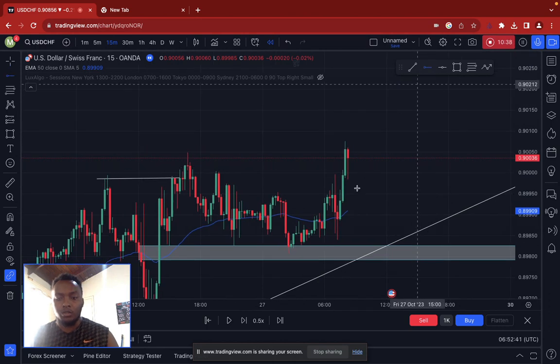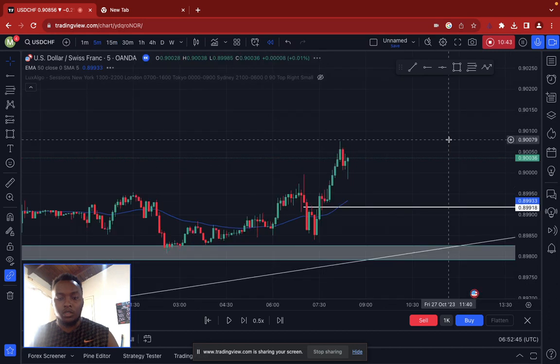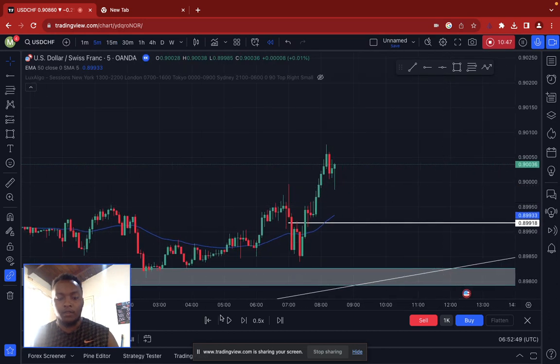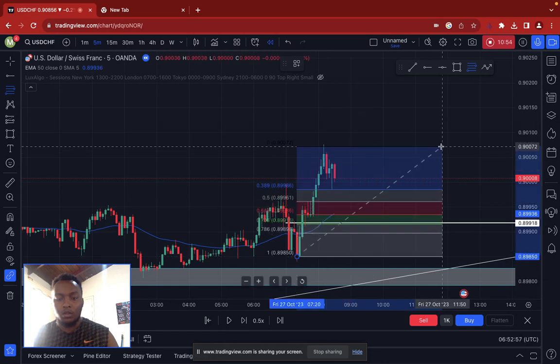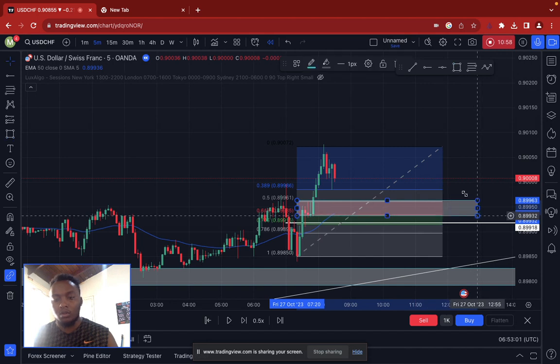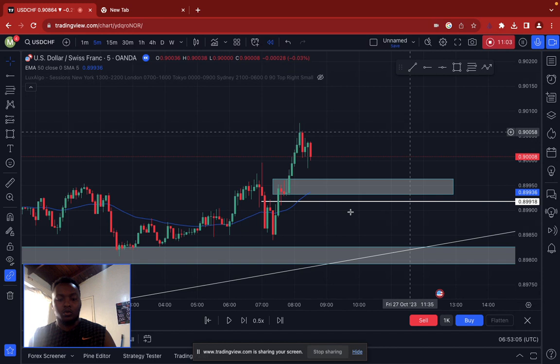Okay, so this is an M15 that I see forming here. We can also see it is exactly where the M5 is formed. So let's see. This zone here is a very strong interest zone. Okay, so let's see what happens.